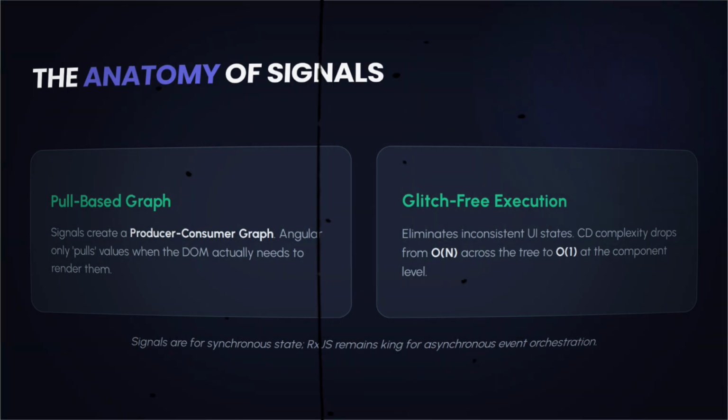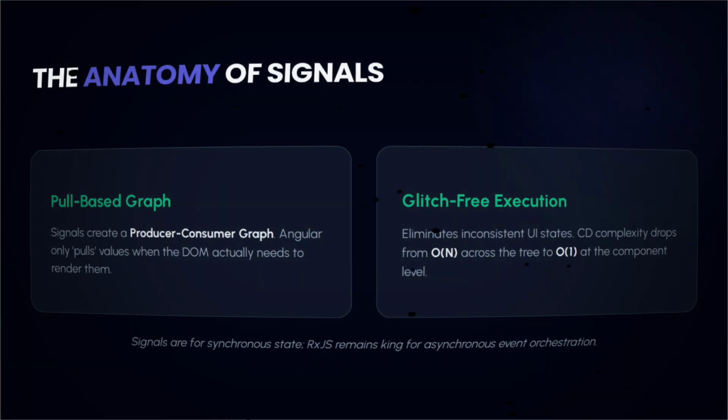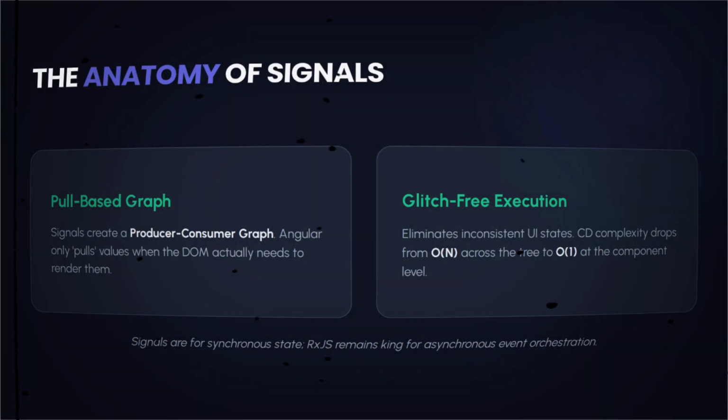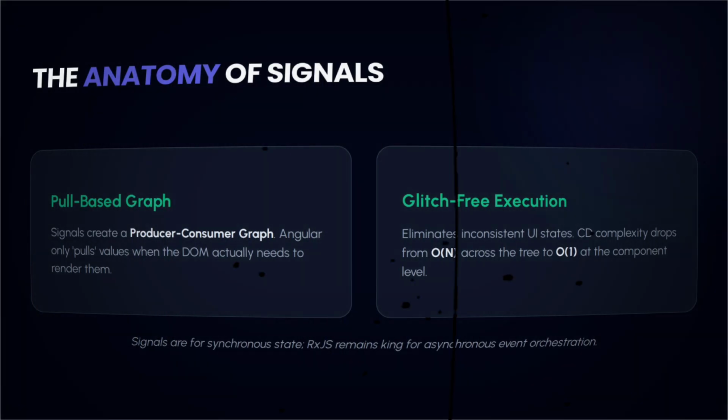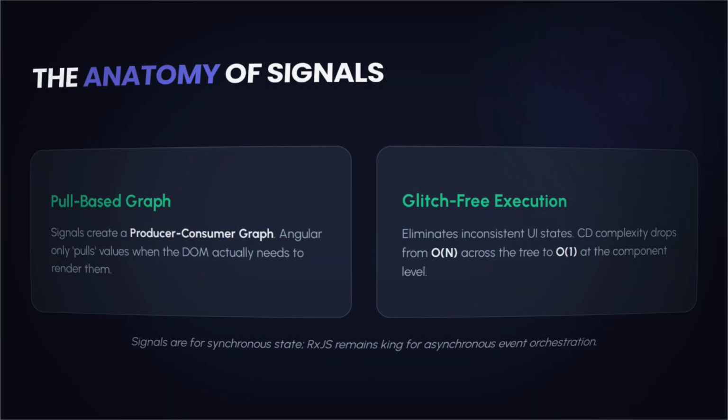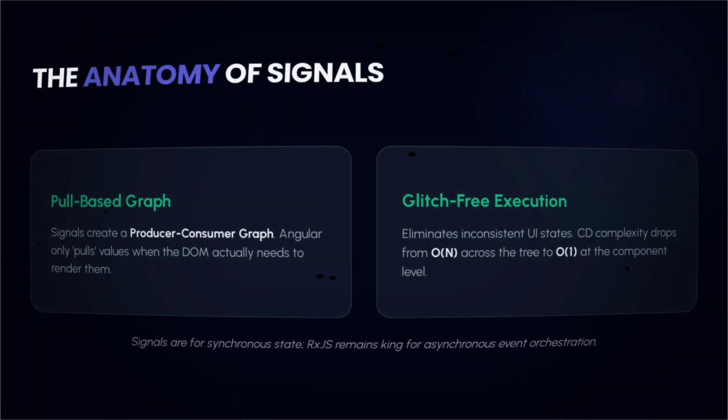In a legacy Zone.js app, change detection is O(n). It scales with your tree. In a signal-based app, it is O(1) at the component level. That is how you scale an enterprise dashboard without hitting a performance wall.